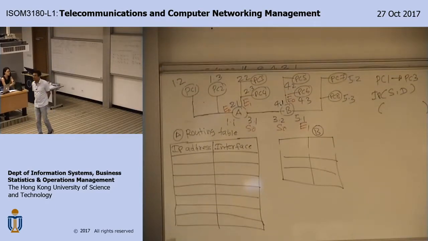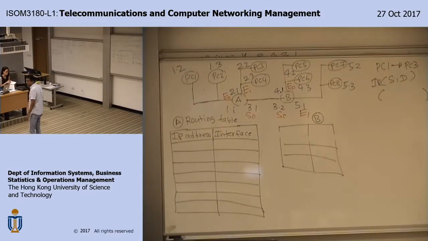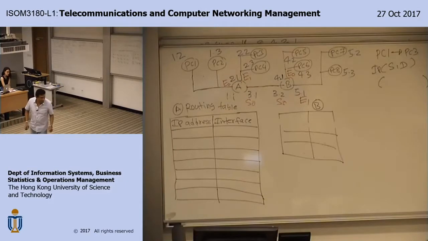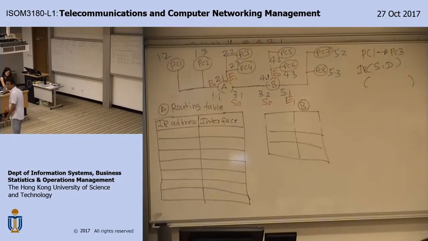Okay, how many interfaces do we have for router A? 3. What are those? E0, E1 and S0. Okay, right, 3 interfaces. So can you guys complete the table now? We complete it the similar way we completed the switching table. Complete the routing table. Fine, guys.